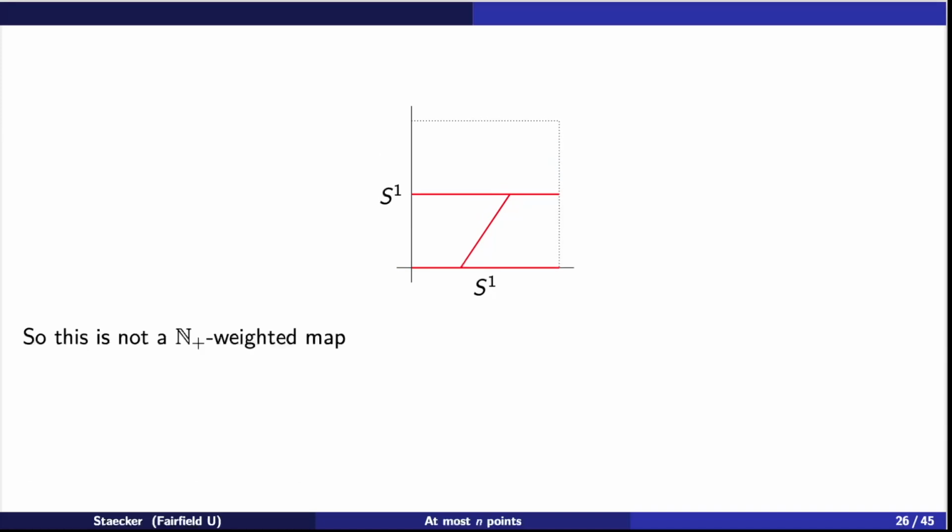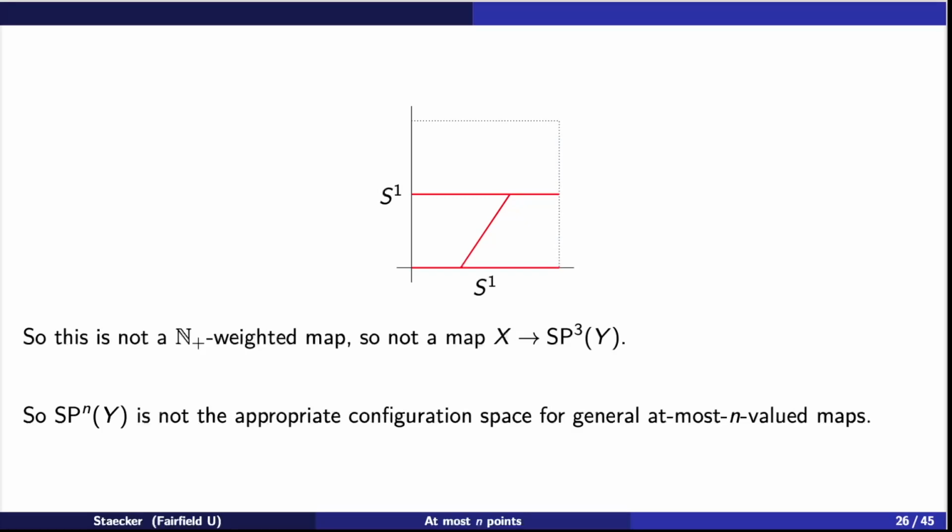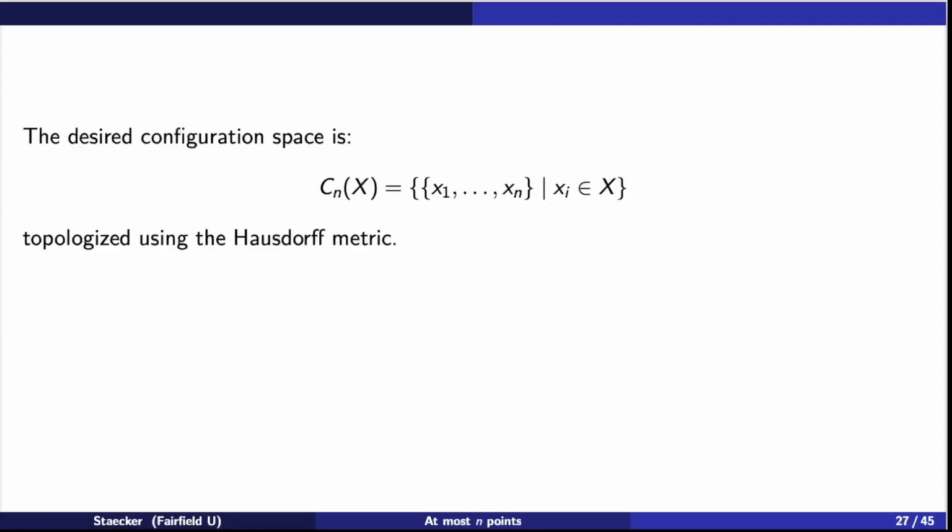So this one right here does not fall into the category that I was talking about before, but it is still one of these, it has at most 3 values, so I still want to be able to talk about this kind of thing. So SPN, the symmetric product, is not actually the appropriate configuration space for what we are trying to talk about in this case. So what is it? Well, it's something else, I guess. As far as I know, this is a new thing.